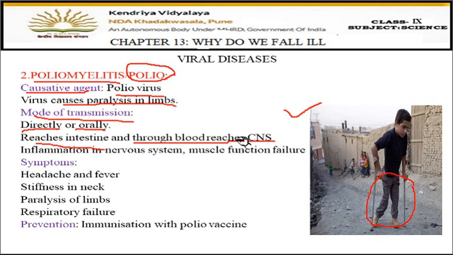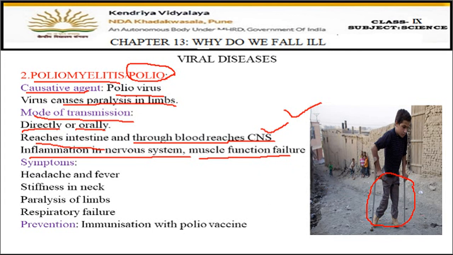And when that virus-containing blood reaches the brain, it affects the central nervous system, the brain and nerves as well. So you will find inflammation in the nervous system, and the patient will feel a burning sensation in the nerves and muscle function failure; the muscles will not function. So you can see here paralysis, the muscles are also not working in these parts.